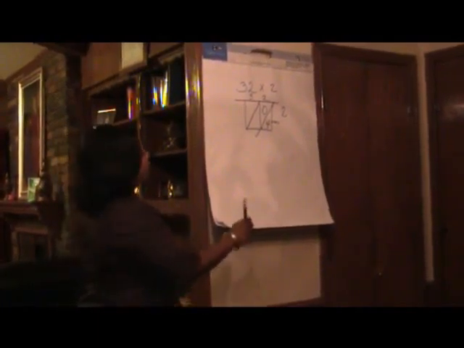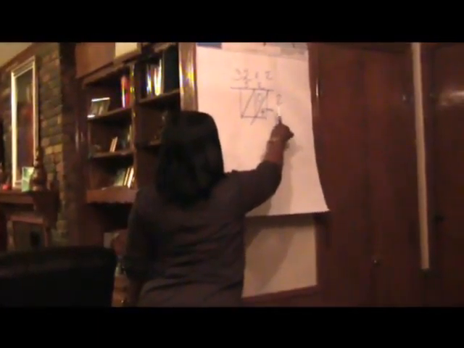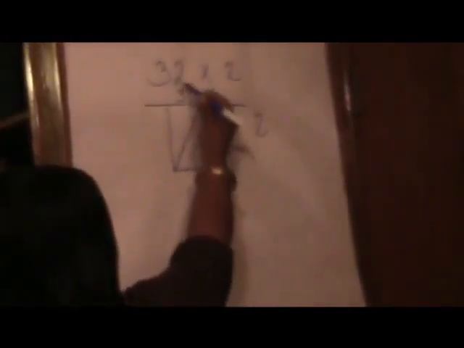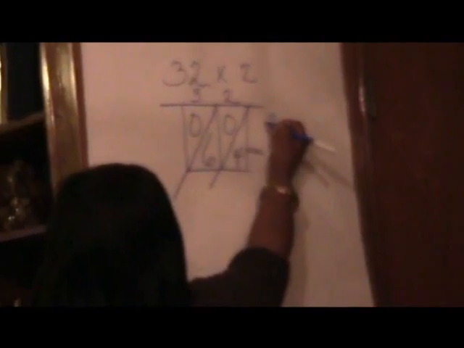Okay? The next thing you're going to do to solve this problem is go to the next number. 3 times 2 is 6. We're going to do the same thing in this column. Put your 6 and you're going to put a 0 because there's no hundreds. This is the tens column.